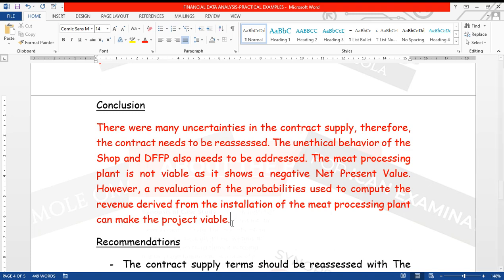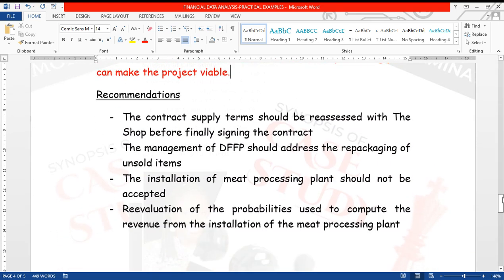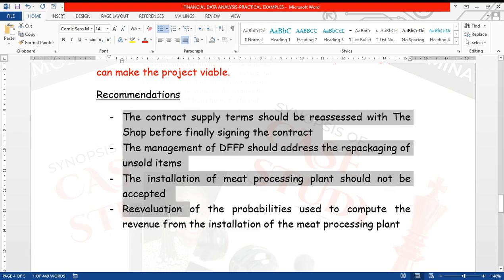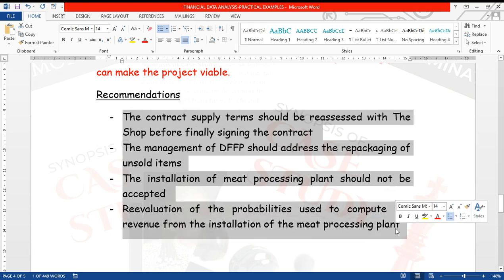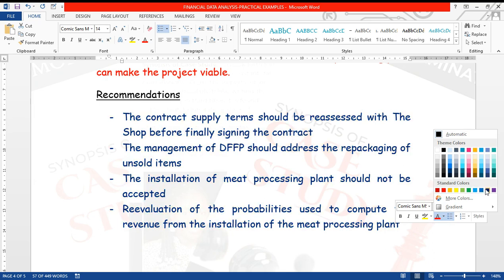So we're looking at both sides, the positive and the negative. And you give recommendations. This is just an example. What do you recommend? The first thing is that the contract supply terms should be reassessed. You're telling them, I recommend that you need to reassess your contract supply terms because it's not really looking okay.